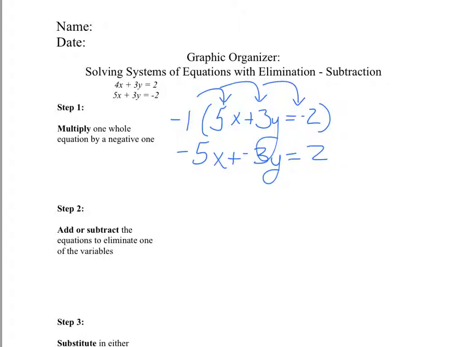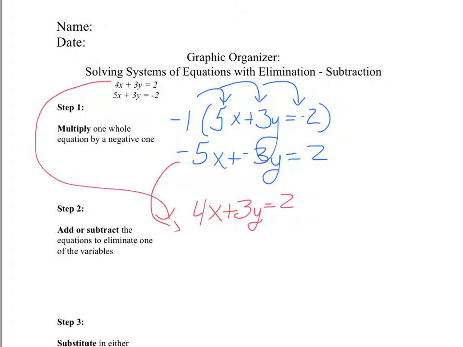So now what you do in step 2 is you take the equation I haven't used yet, so the 4x, put that on top where it belongs, 4x plus 3y equals 2. The new equation comes down to the bottom, negative 5x plus negative 3y equals 2. And now you'll notice that my y's will cancel out. Still adding. From here on out, it's exactly the same as yesterday.